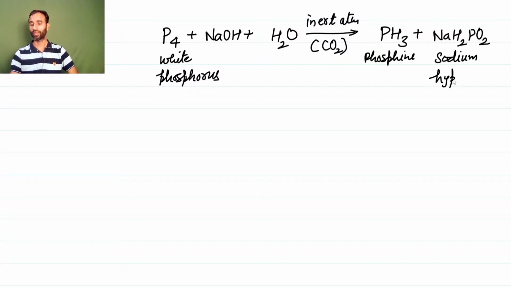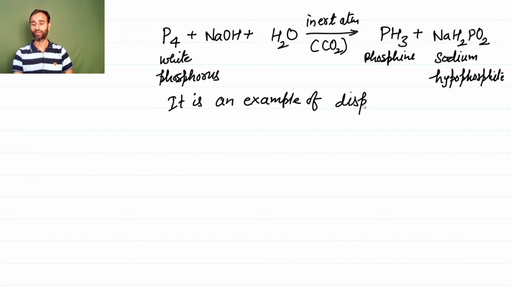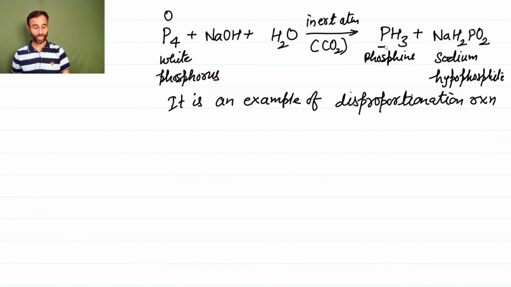sodium hypophosphite. Okay, now this reaction is actually a disproportionation reaction. It is an example of disproportionation reaction. How is it so? You know, in white phosphorus, oxidation number of phosphorus is 0. In PH3, what is the oxidation number of phosphorus? Tell me. What is the oxidation number of phosphorus in phosphine?